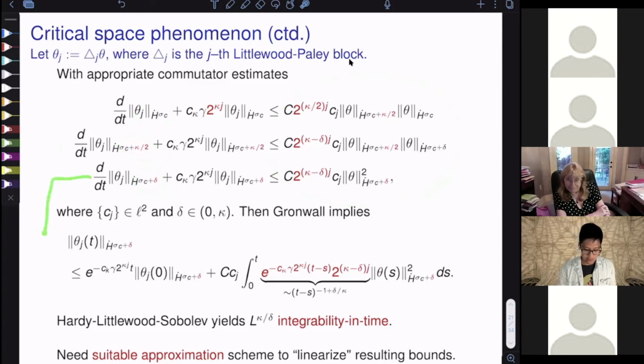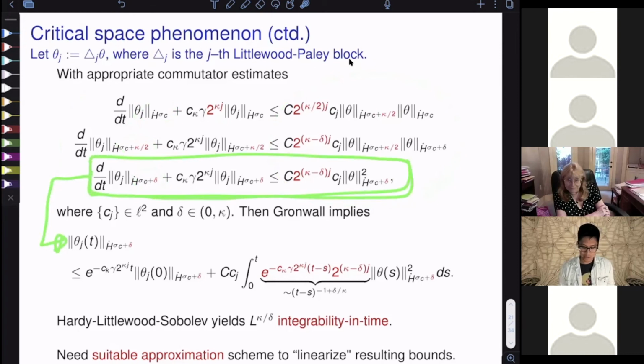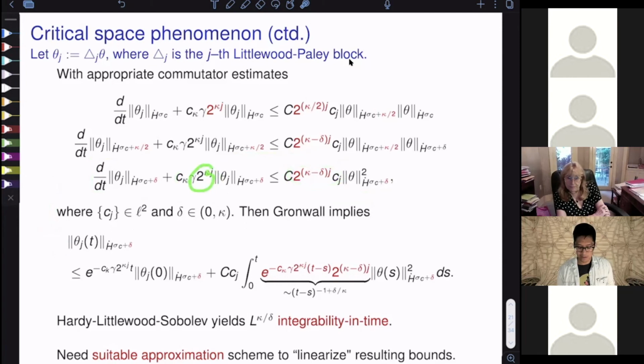Just looking at this inequality, you can see from Gronwall that the dissipation here is good enough to beat the derivatives that you lose on the right-hand side. So you have a gain of kappa here, but you lose kappa minus delta. And so when you compare the heat kernel to the loss of derivatives, you can transfer that to an integrable power of time. Once you're at this point, Hardy-Littlewood-Sobolev gives you time integrability of this norm.